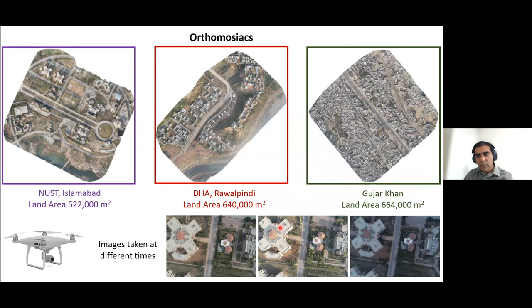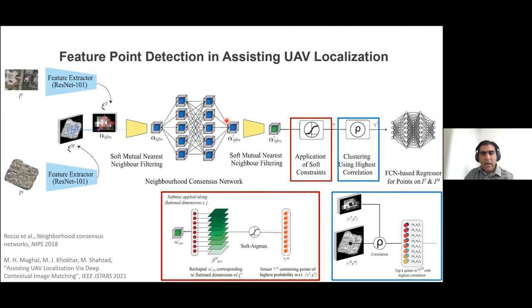And so one of them we fixed for our ortho mosaic, and the two others we use for the testing part. And so this is the architecture which we use. From our ortho mosaic and this template, we extracted features, and then we extracted pairwise exhaustive cosine similarities to build a 4D tensor.